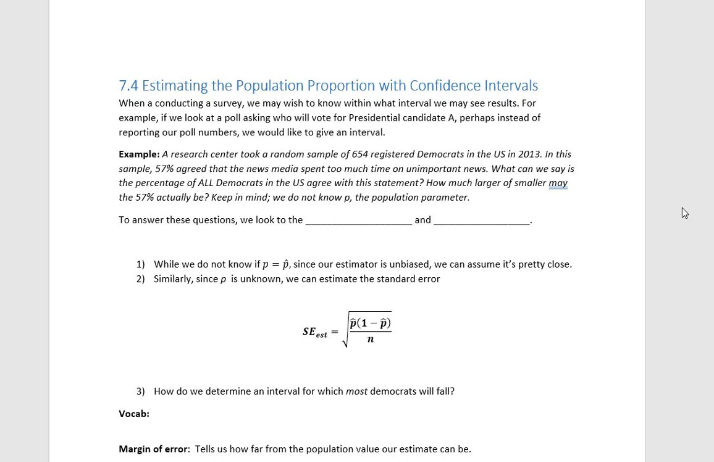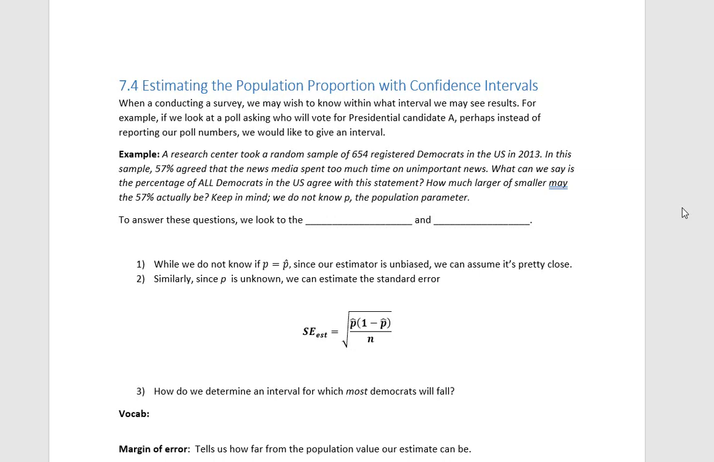A research center took a random sample of 654 registered Democrats in the United States in 2013. In the sample, 57% agreed that the news media spent too much time on unimportant news. What can we say is the percentage of all Democrats in the U.S. that agree with the statement? How much larger or smaller may that 57% actually be? Keep in mind we don't actually know the population parameter p.